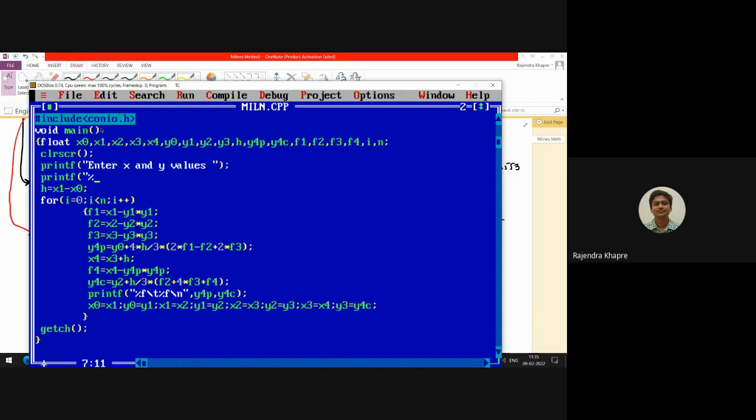Let me change this. I'll write only x values. So here I have to read four x values, so I'll be writing percent f, percent f, percent f, percent f, four values of percent f. So here this will be address of x0, address of x1, address of x2, and address of x3. Sorry, scanf, sorry.